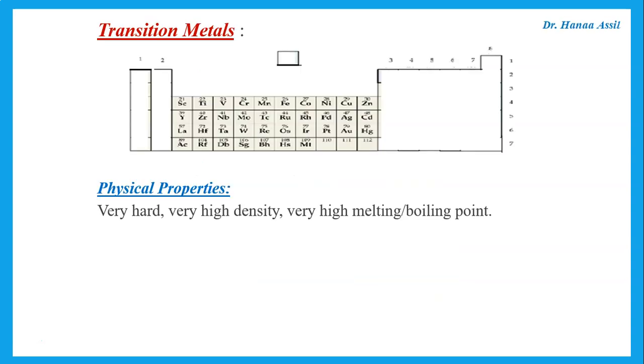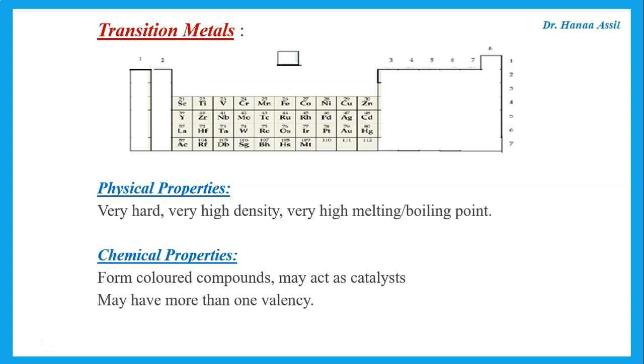You should be familiar with the physical properties of transition metals. They're all very hard, with very high density and very high melting point. If we're talking about chemical properties, then you should know that compared to other metals, the transition metals form colored compounds, while any other metal in any other group does not. Transition metals act as catalysts, and transition metals may have more than one valency. So we say iron, for example, can either be valency 2 or 3.